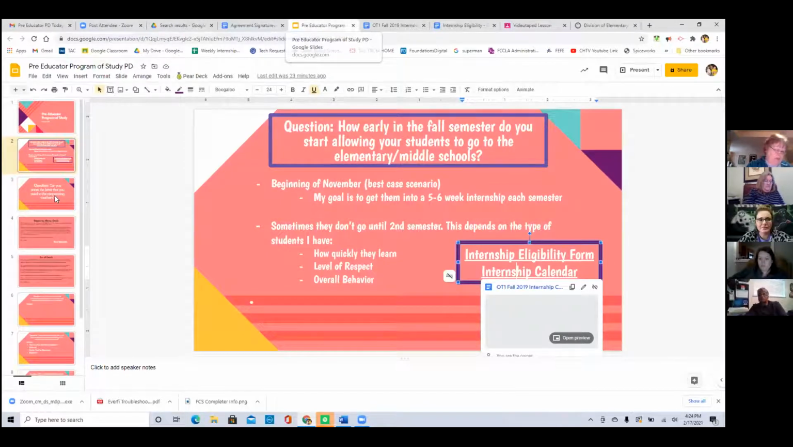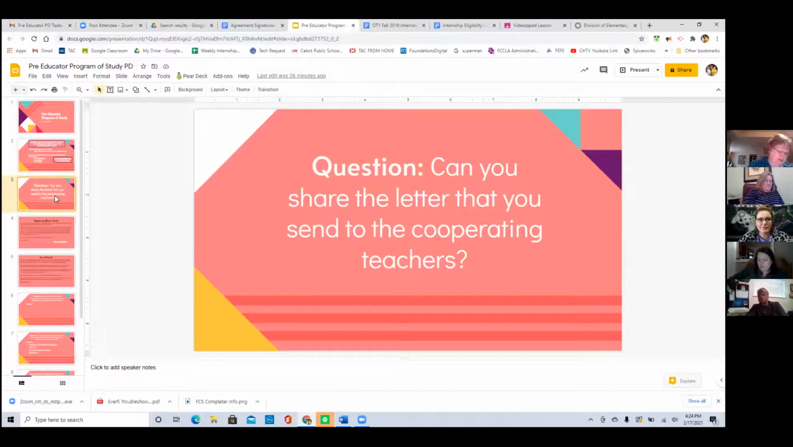Another question was, can you share the letter that you send to cooperating teachers? I spent my last 15 minutes before I got on here looking for this. Fortunately, I use the same teachers a lot now, so they know what's going on. The only email I could find that was introducing the program was from 2013, and I didn't have time to look over it, so I didn't want to just put it in here. But I did put this in here.